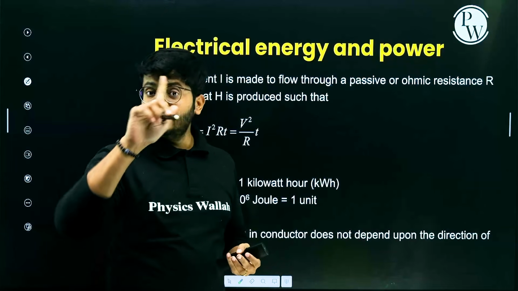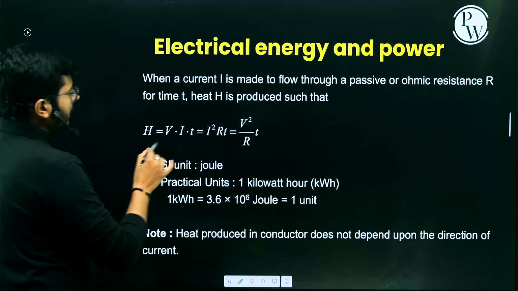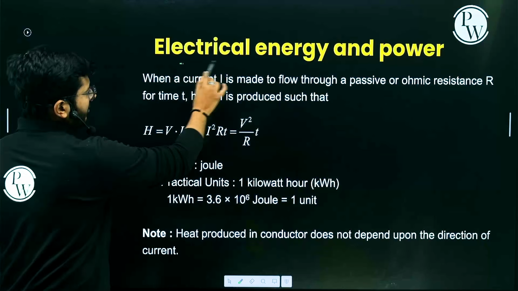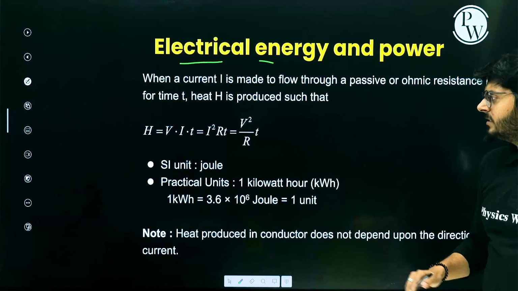So you have seen the star ratings, like 5-star rating appliances and all. So yeah, here we have it. What is the meaning of electrical energy and electrical power? So power is basically the rate at which the work is done or the energy is consumed.